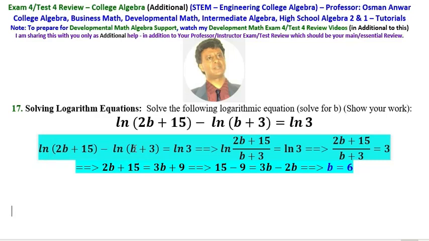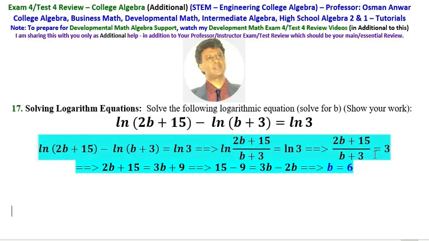So the one on the left can be written as ln of (2b + 15) over (b + 3) equals ln 3. So the bases are the same. This is ln, which is log base e. If the bases are the same, then what is inside the logs are equal. That is (2b + 15) over (b + 3) is equal to 3. And 3 is 3 over 1.